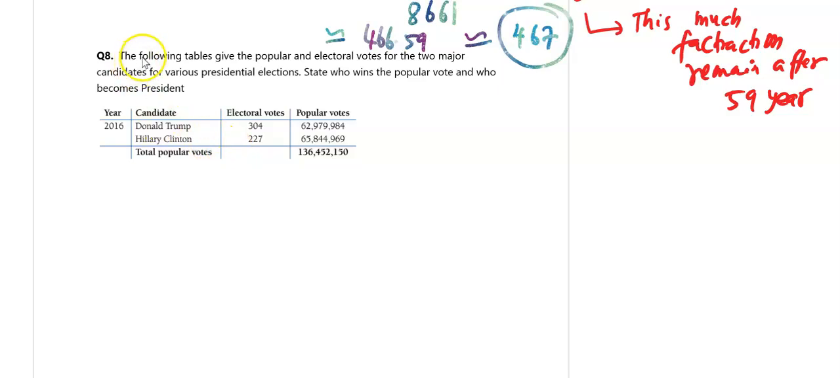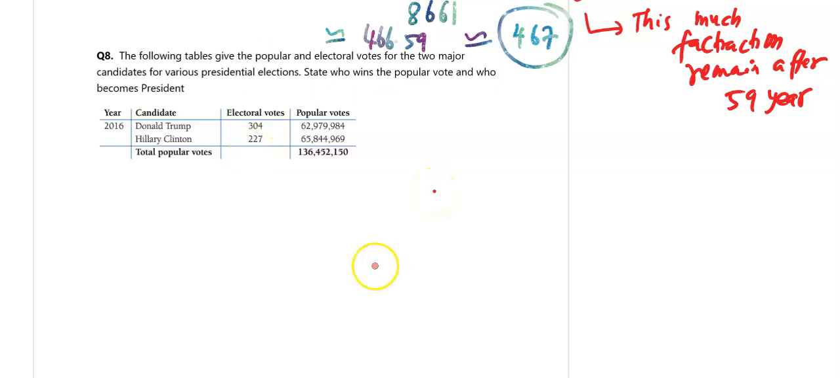Okay, question number 8. The following tables give the popular and electoral votes for two major candidates for the various presidential elections. State who wins the popular vote and who becomes the president. And here are the examples here. So in 2016, Donald Trump got 304 electoral votes and Hillary Clinton got 227 electoral votes.